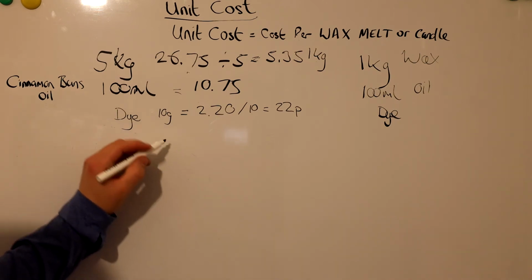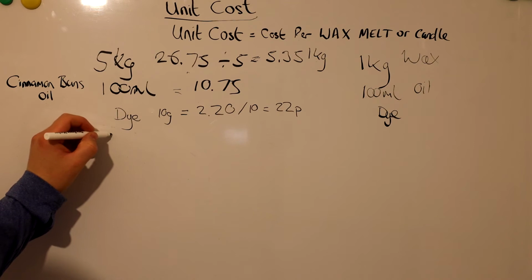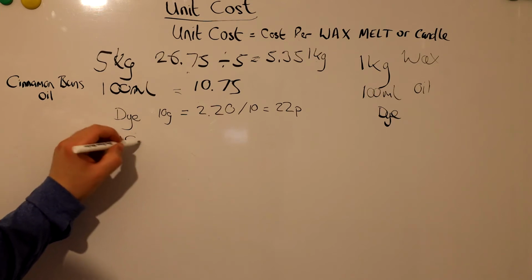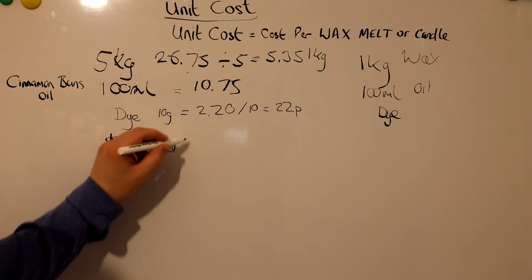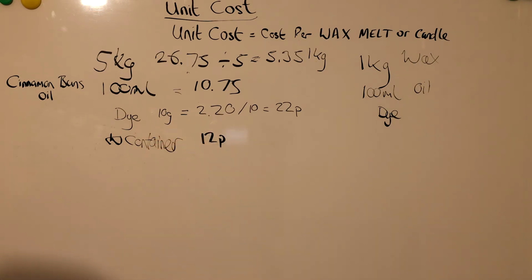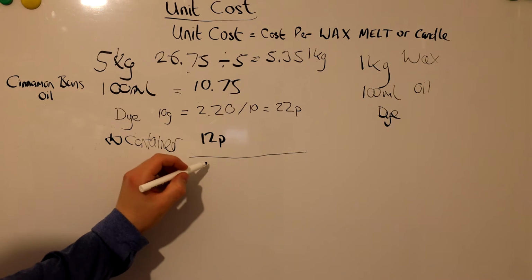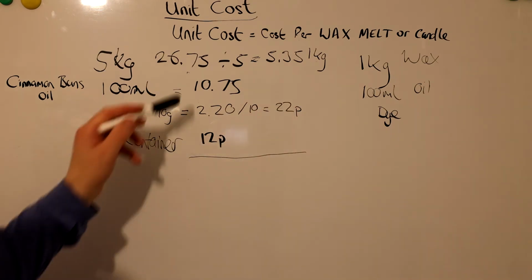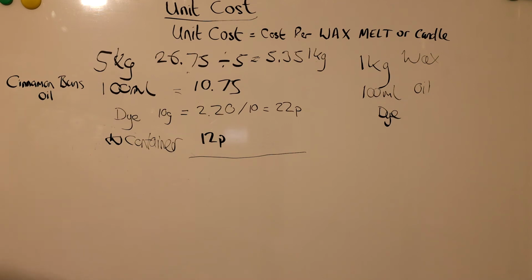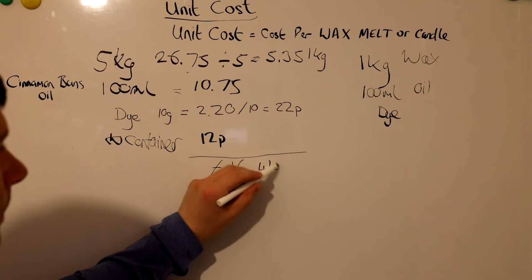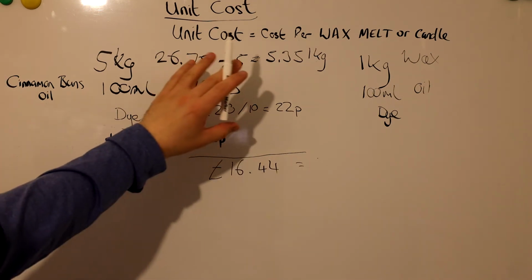So for our total cost, we're going to do the clamshells. So let's just call it the container. The containers are 12p. So let's put those up at 12p. That's just for the plastic container that your wax melt goes in. So our total cost is £5.35, £10.75, 22p, and 12p. So our total cost of all those ingredients is £16.44. So that's to make one batch using all these ingredients.